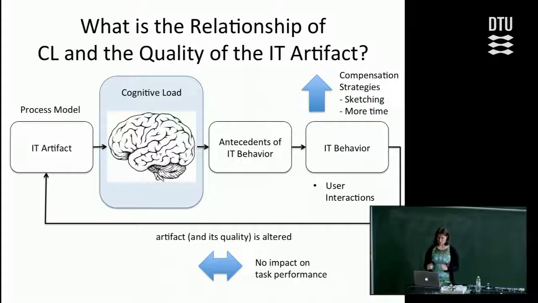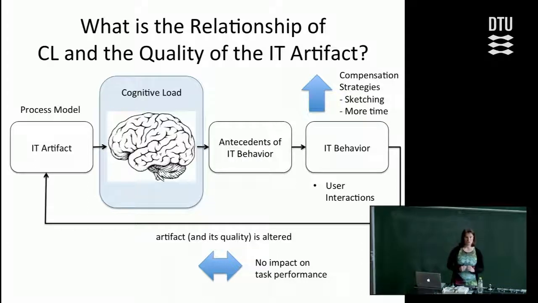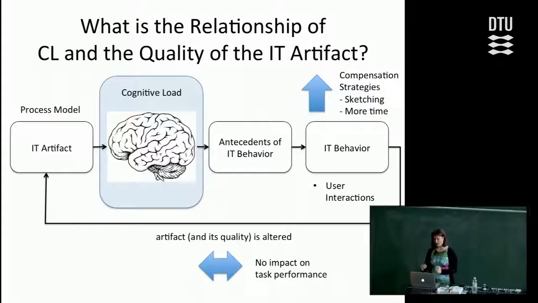And what we saw in the data was that there was a relationship between a high amount of sketching and cognitive load, and also spending more time. So there seems to be evidence that people were applying some compensation strategies, and it did not really materialize in errors.